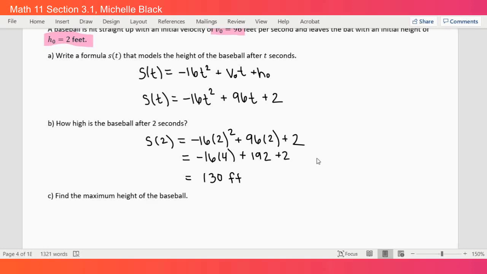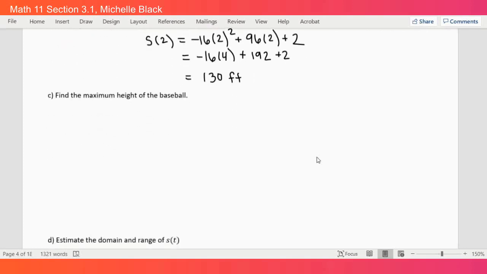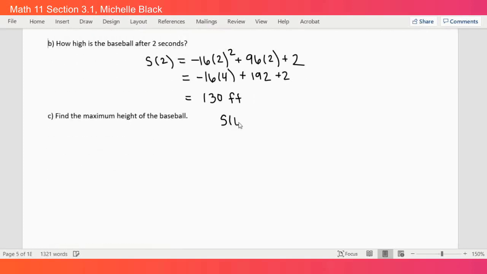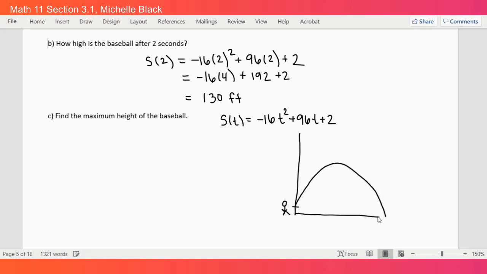Find the maximum height of the baseball. The function we have here, S of t, is quadratic, right? We have negative 16t squared plus 96t plus 2. It also is opening downward. And this is a real life scenario. So we have some baseball player who's going to hit the ball at a height of 2 feet. The ball's going to go up, but then gravity is going to bring the ball back down. So the maximum height of this baseball, think of this as a parabola, is going to happen up here at the vertex.